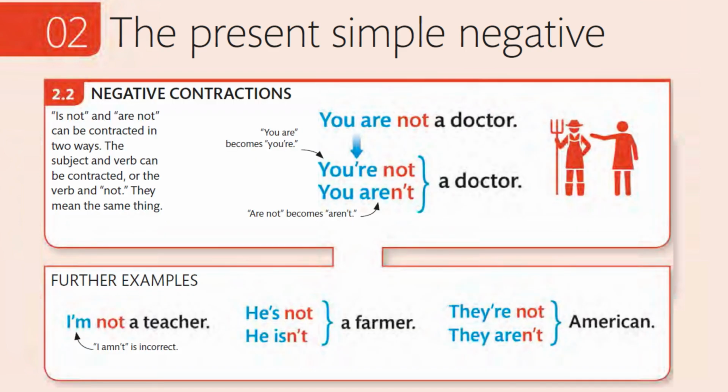Negative contractions. Is not and are not can be contracted in two ways. The subject and verb can be contracted, or the verb and not. They mean the same thing.